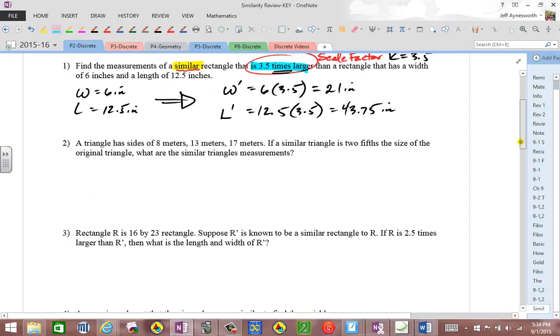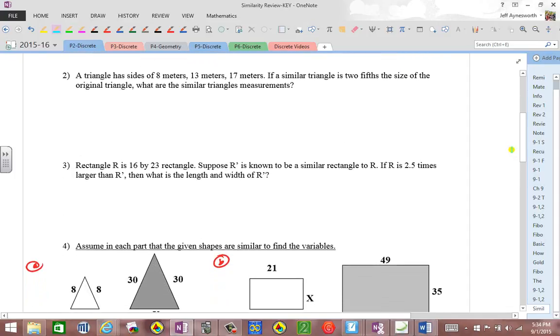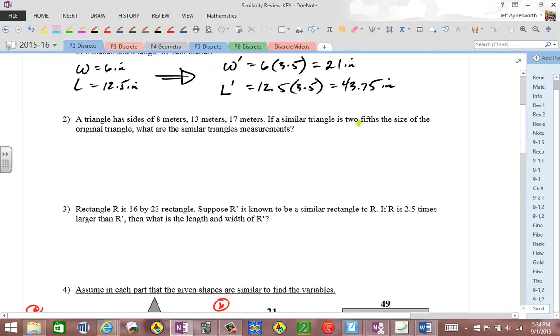Well, let's play with this here. Sometimes it's not a decimal. Sometimes, oh my God, it's a fraction. So let's check it out. We got a triangle whose sides are 8, 13, and 17. So we got three sides of a triangle. If the similar triangle is 2/5 the size, so the scale factor, SF for scale factor, equals 2/5.